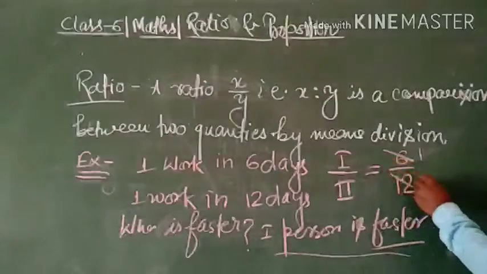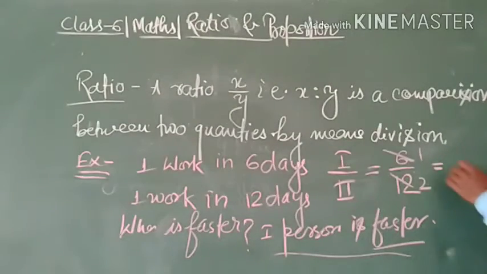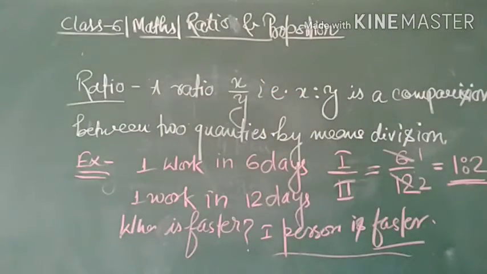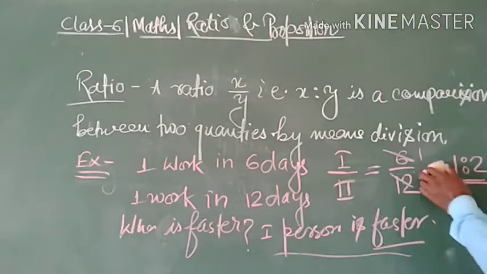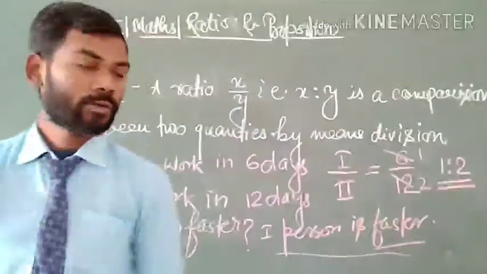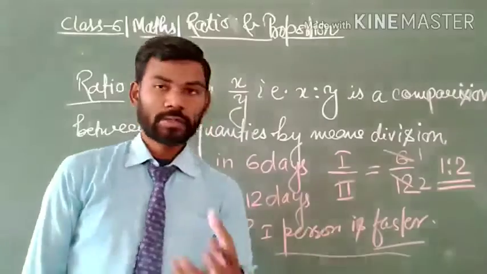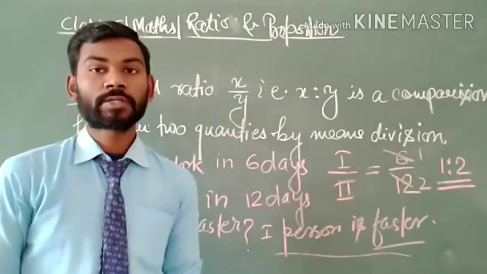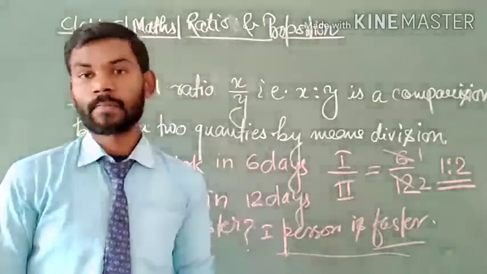So 6 1 are 6, 6 2 are 12. So here we can see that the ratio between them is 1 is to 2. Sorry, so when we solve, we get that this will be 1 is to 2, which shows that the first person has fewer days while the other person needs more days to complete the work.